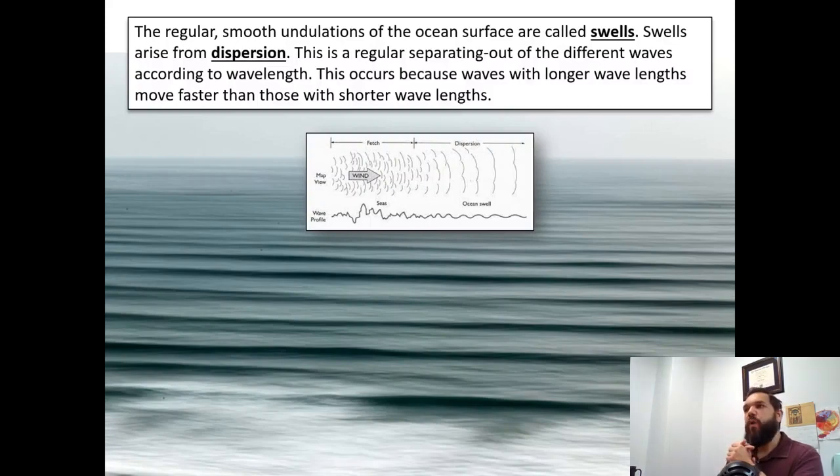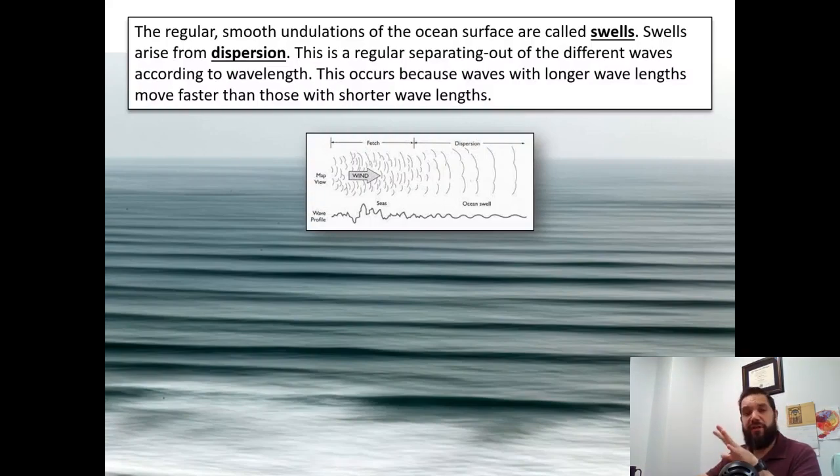Okay, the swell, that regular, smooth, undulating ocean surface where you get regular waves coming in one after the other, arises from a process called dispersion. So this is a regular separating out of different waves according to wavelengths. Dispersion is a regular sorting out of waves according to their wavelength. And it occurs because waves with a greater wavelength have a greater speed than those with a smaller one.